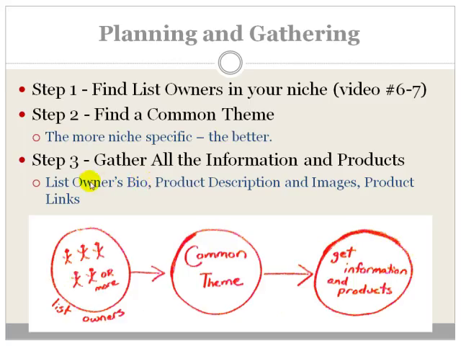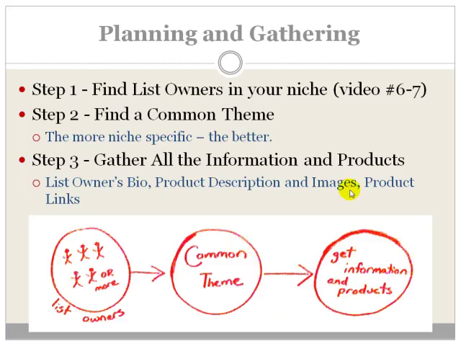It's just a little blurb to kind of make a connection. And what they care more about is the product description, what they're going to get. So you're going to need to get the images, what product they're going to give, and the product description for each of those products. Make sure that it follows the common theme. So whatever the list owner sends you, you can tweak that to make sure that it follows the common theme.